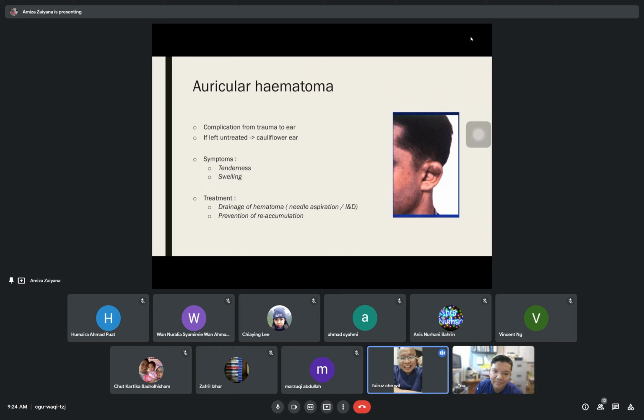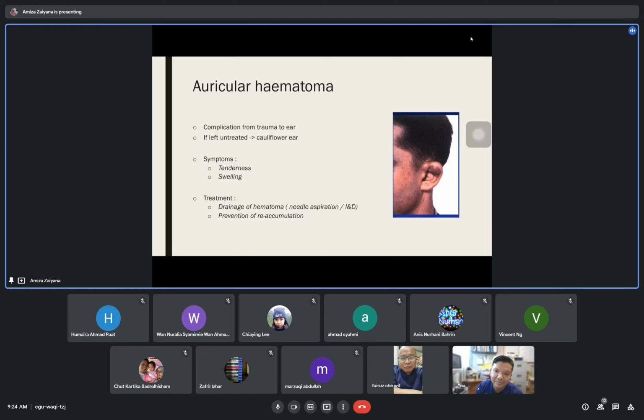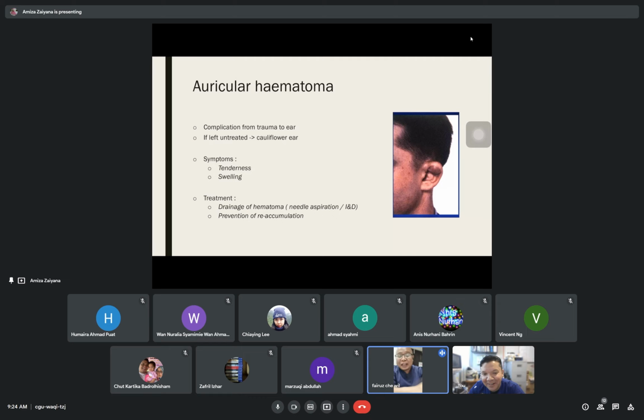Okay, saya jelas sikit kan. Do people actually die of auricular hematoma? Tak kot. No. Tak ada kot. Kenapa dia masuk dalam ENT Emergency? Saya tak kata dia salah masuk dalam ENT Emergency. People don't die of auricular hematoma. Tapi kenapa dia masuk dalam ENT Emergency? I mean, if you just Google ENT Emergency, you find auricular hematoma. But why consider it as ENT Emergency?